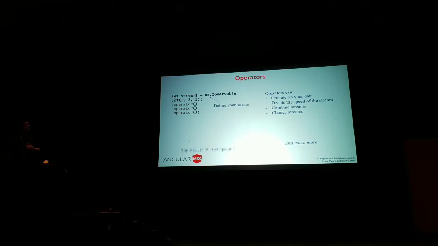So in this case, we define our stream, we have all the operators that we go through one by one. Different categories, as I was saying: construction, conversion, combination, mathematical operators, time, grouping, and so on. I think there are 60 plus operators in RxJS 5. In RxJS 4, there were just 120. So they have taken somewhat of the memory of these studies.